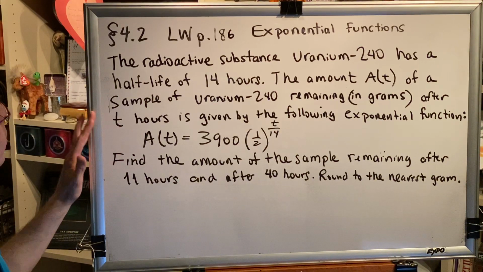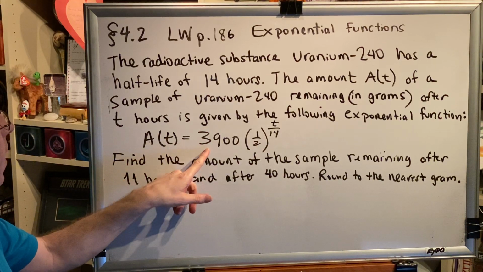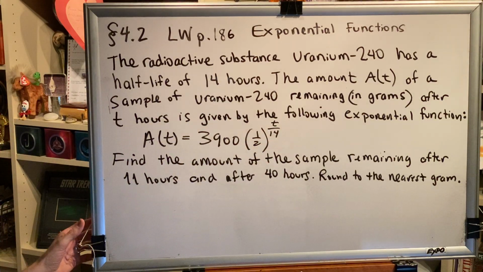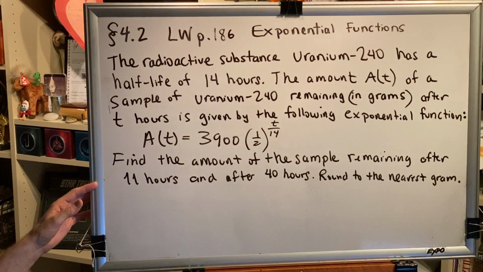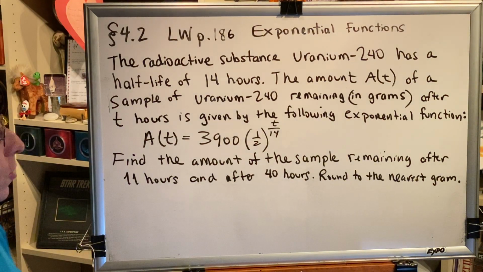Here's the first one. The radioactive substance, uranium-240, has a half-life of 14 hours. The amount A of T of a sample of uranium-240 remaining in grams after T hours is given by the following exponential function. A of T equals 3,900 times 1/2 raised to the exponent T over 14. Find the amount of the sample remaining after 11 hours and after 40 hours, round to the nearest gram.